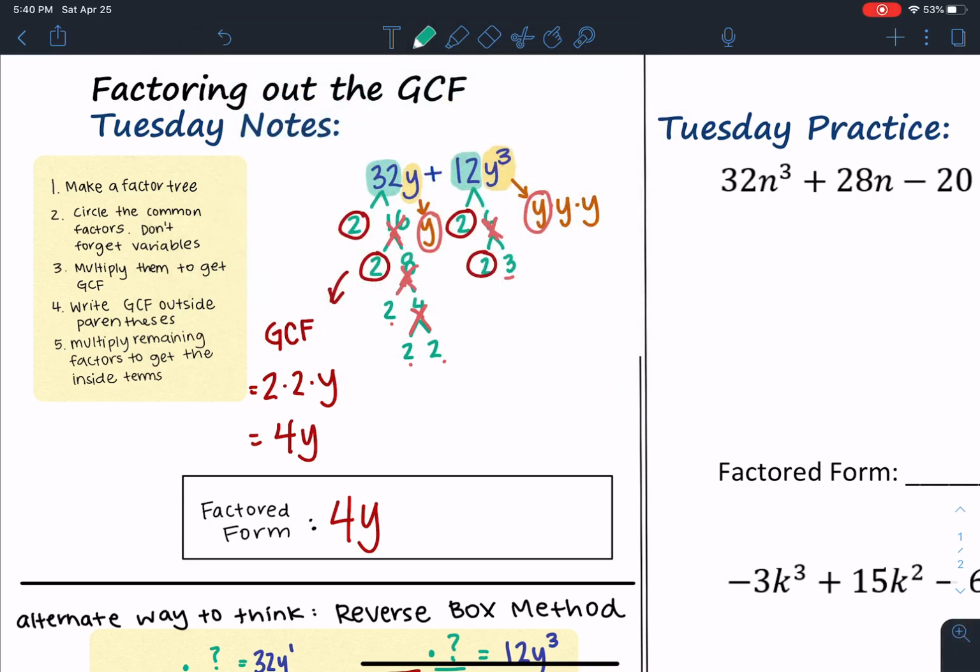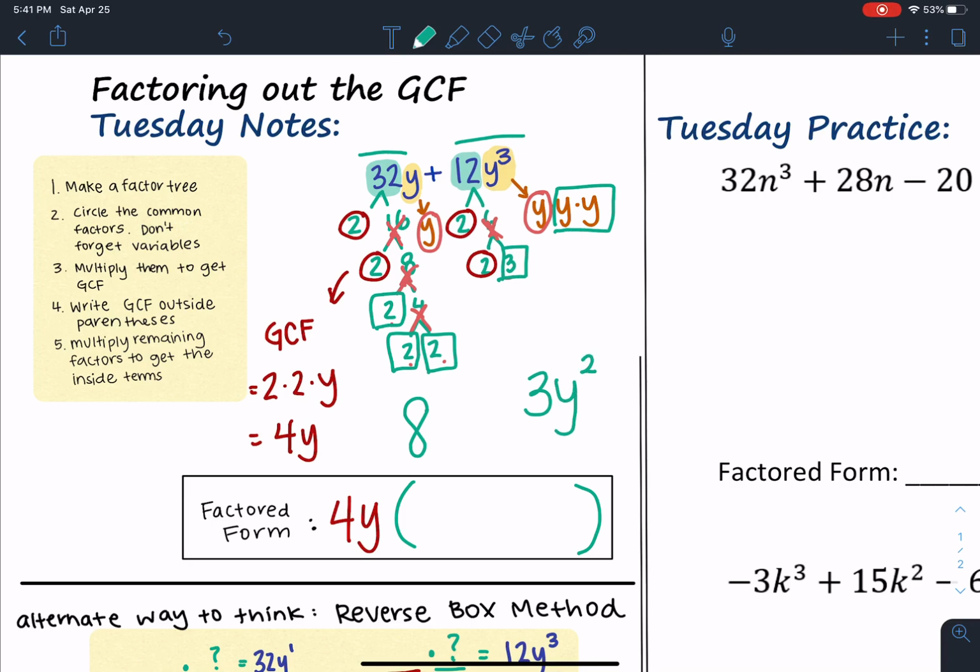Now, the next part of factored form goes inside parentheses. And there's going to be 2 terms in here because there were 2 terms here. The first part is going to be the remainder. So let me box the remainder numbers. We have 2 times 2 times 2, and that is 8. And then our remainder for our right term was 3, and then we have y times y. So that is 3y squared for our remainder.